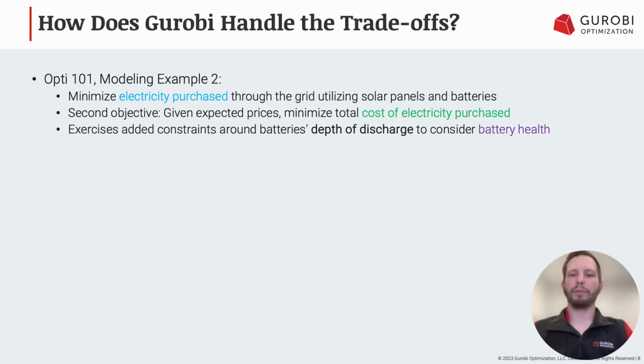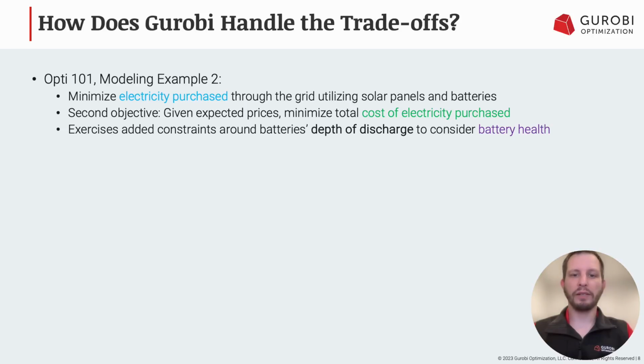So when we have competing objectives like this, how does Gurobi handle these trade-offs? Well, let's consider a problem from Opti201, the second modeling example. In that problem, we wanted to minimize electricity purchased through the grid utilizing solar panels and batteries. But we also specified a second objective. Given expected prices, we wanted to minimize the total cost of electricity purchased.